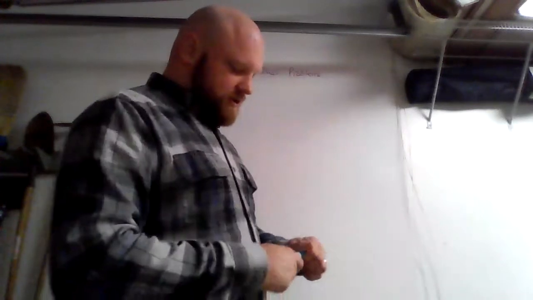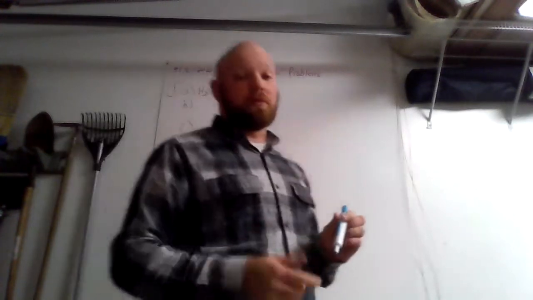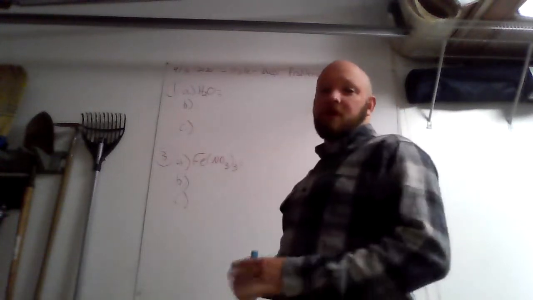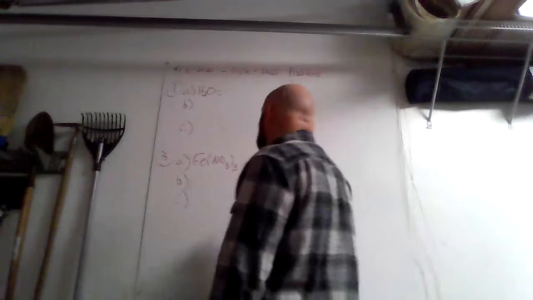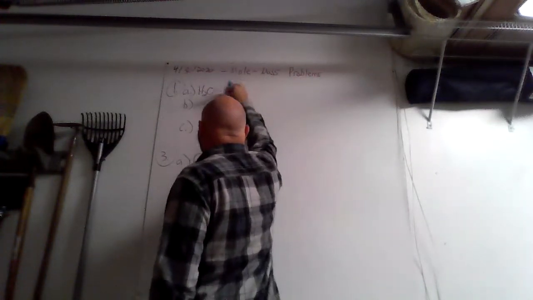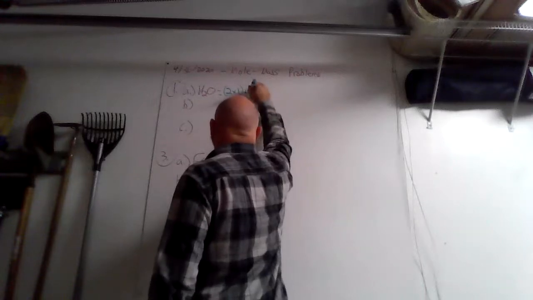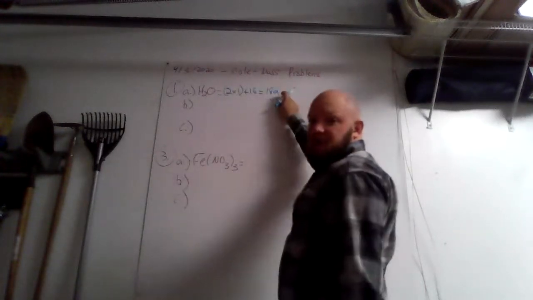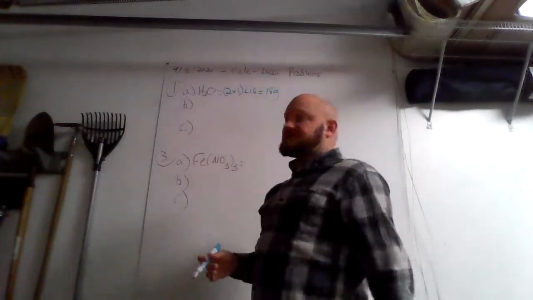Okay, so let's start with, we're going to go over number 1 and number 3. So number 1, I have H2O. Part A says what's the molar mass. So I'm going to say I have 2 times 1, because the mass of hydrogen is 1, plus 16 equals 18 grams.